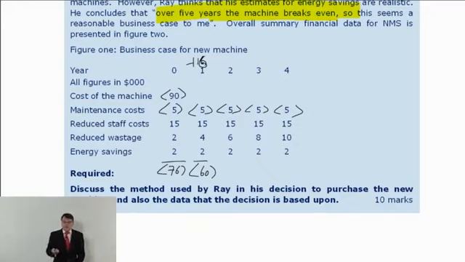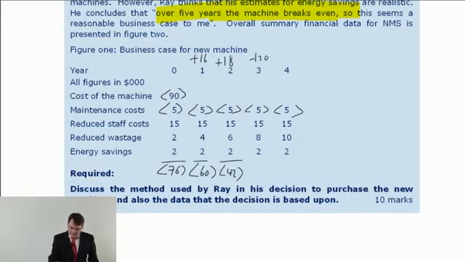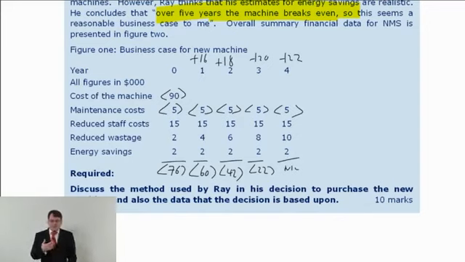So at the end of year zero, your cash flow was minus 76. In year one on its own, it's plus 16. So now, put those two together, overall, it is now minus 60. And then year two, it's plus 18. So that's minus 42 is your cumulative position. Then it becomes plus 20. That means minus 22. Then it becomes plus 22, and it breaks even. So Ray is correct. At the end of that fifth year, 0, 1, 2, 3, 4, the machine has broken even. So Ray's logic is correct.